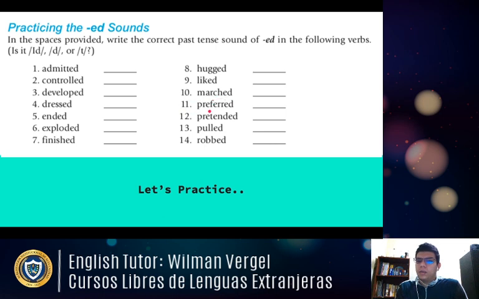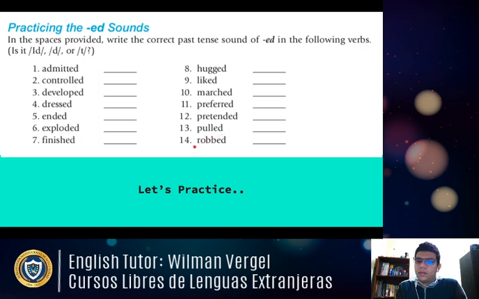Number 11, we say prefer. The R sound is a voiced consonant, which means that it vibrates in the vocal cords. So we say preferred, d, a D sound. Number 12, pretend. It ends in D, so we need to pronounce pretended, okay? Number 13, we say pull, and the L sound is voiced. We say pull, then it should be pronounced as d, pulled.